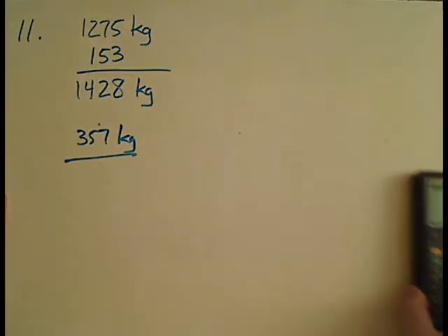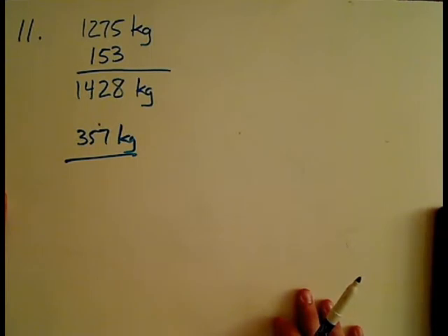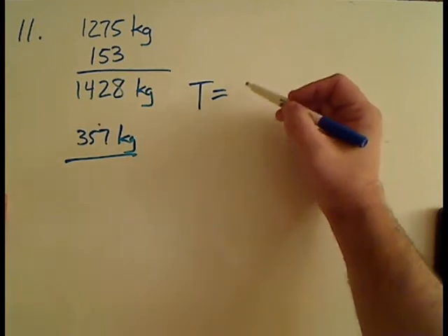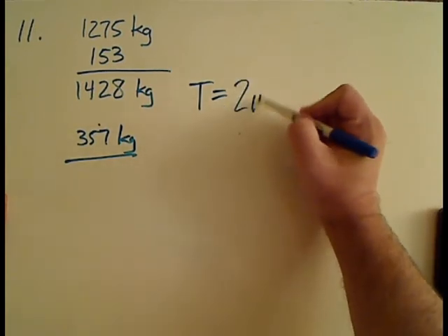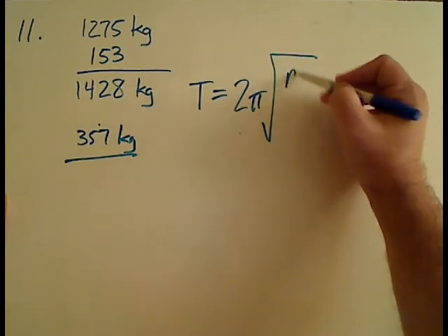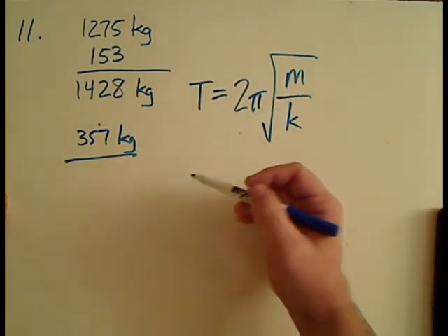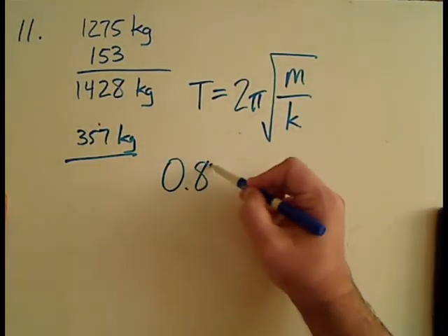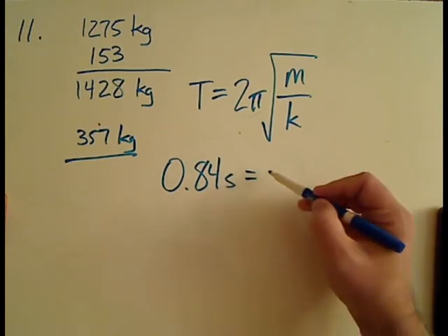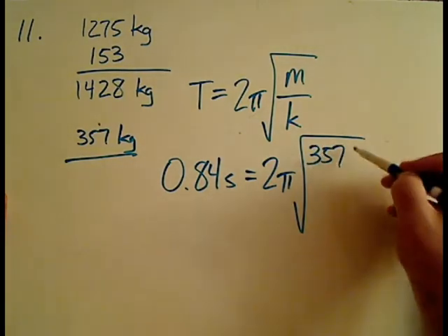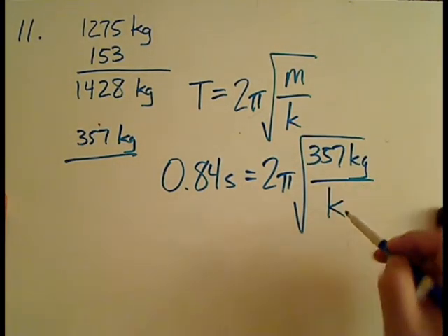All right. Well, it's given us the period. It's telling us that the period is 0.84 seconds. And we want to find the spring constant. So remember, when we're talking about the period for a mass on a spring, it's period T equals 2 pi square root of m over k, mass over spring constant. Okay, all right. So let's start putting some numbers in. 0.84 seconds equals 2 pi square root of 357 kilograms divided by k.